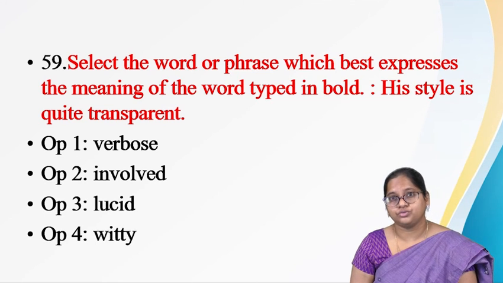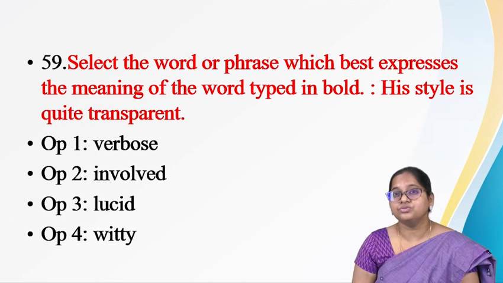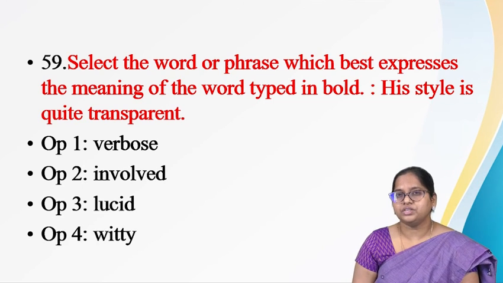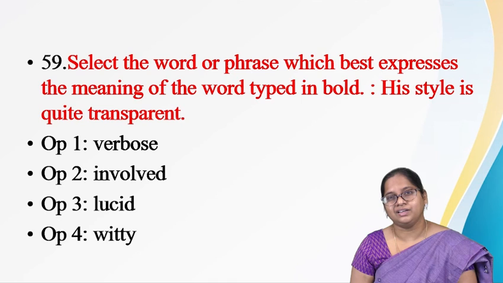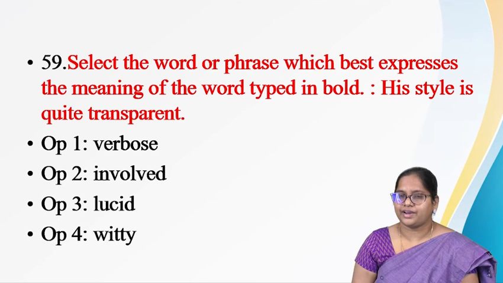Verbose? It has nothing to do with verbal ability. Involved? No. Transparency has nothing to do with involvement. Lucid? Yes, very clear, transparent, clarity is there. Witty is again one form of intelligence, clever. So option 3, lucid, is the right answer.